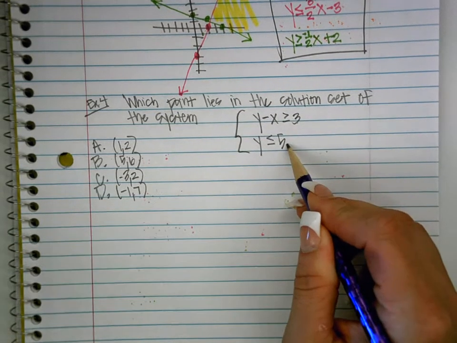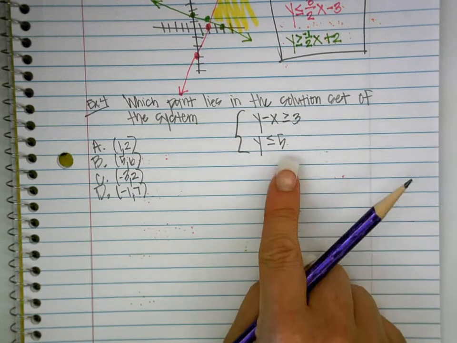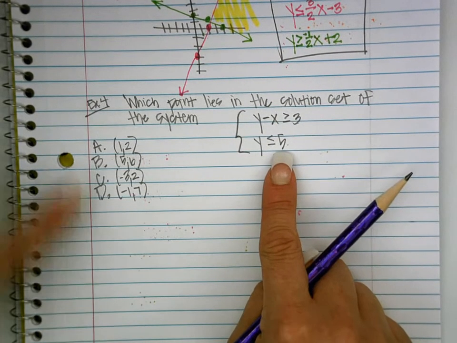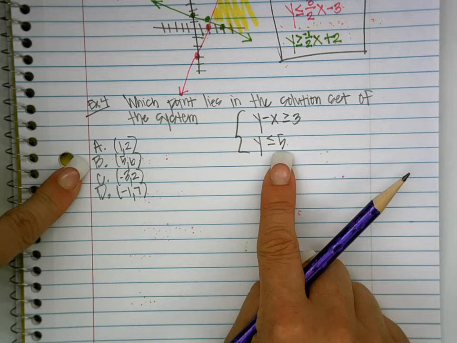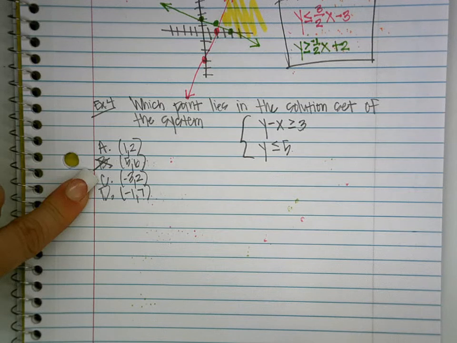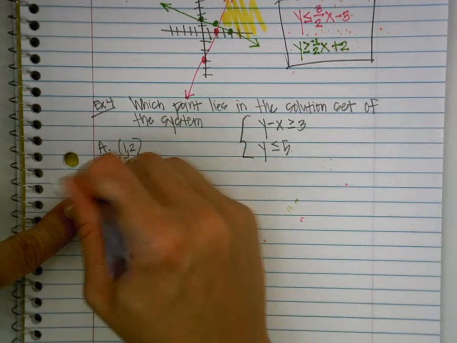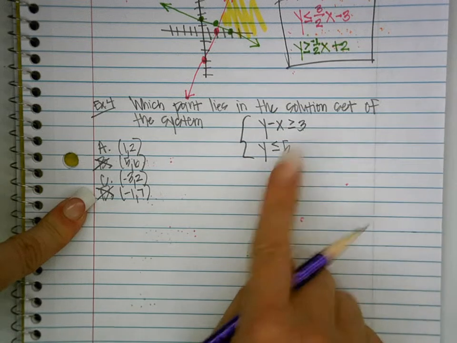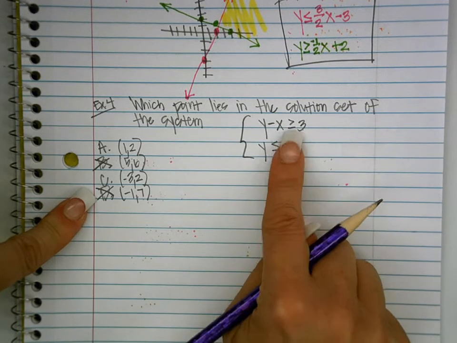Why would you want to plug into the second one? Because it's easier. Look at this. Which of these has a y value less than 5? Does A work? Yes. Does B work? No, so automatically that's not an option. Does C work? Yes. Does D work? No, so at least I've eliminated 2 options. So now I'm done checking this one. Now you just have to plug in x and y and see which one works in the first equation.